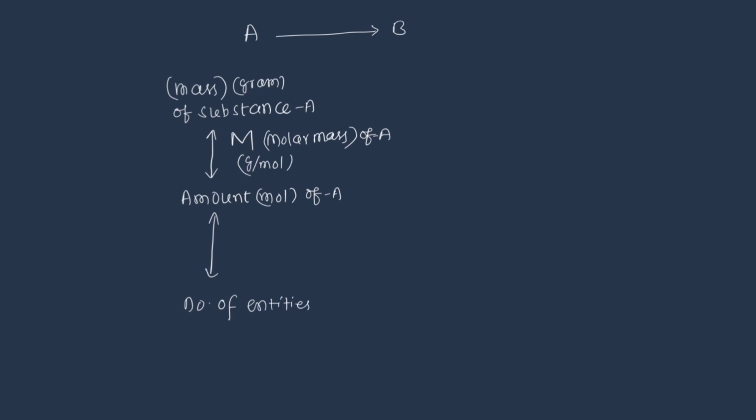If entities are given, we convert in this direction towards the amount. If the amount is given, we convert toward the number of entities. For this conversion, the Avogadro number, NA, is required. The unit of the Avogadro number is number of entities per mole. Then, in case reactant information is given, what do we do now? Use the molar ratio.